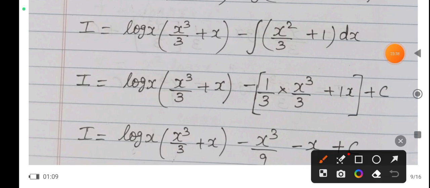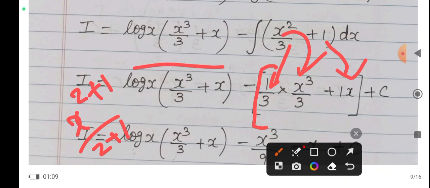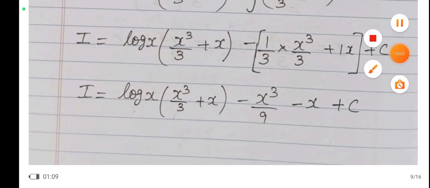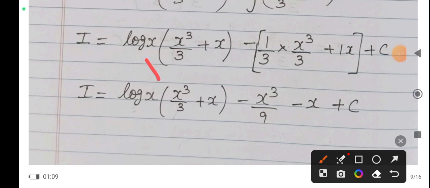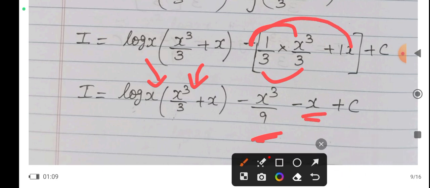So then what? The same thing we'll write: log x into x square by 3 plus x, minus just outside, minus is keeping outside, 1 by 3 I am keeping. X square integration is x power 3 by 3, x power 2 plus 1 by 2 plus 1. 1 constant integration 1x. Clear? Check. So I equal to log x times x cube by 3 plus x, minus x cube, 3 3s are 9. Minus 1 into x is minus x plus c. Clear? Check.